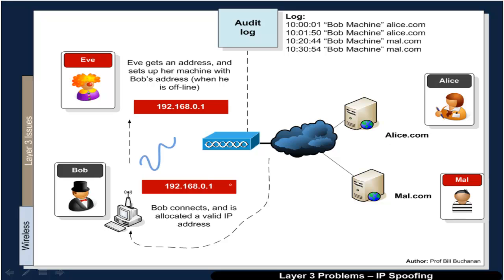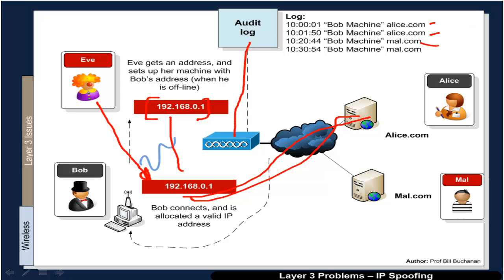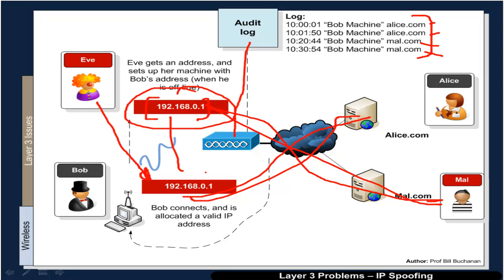Another problem that we might have is with IP spoofing. In this case, Eve finds out the IP address that Bob is using. Bob logs on, and in the audit log we can see here that Bob accesses alice.com twice. Bob logs off, and then Eve connects, but then Eve changes her IP address to be Bob's, so that the audit log now shows that Bob connected to mal.com twice. So we can see here that the credibility of using an IP address as an authentication, and for not to check this is not good for auditing purposes.